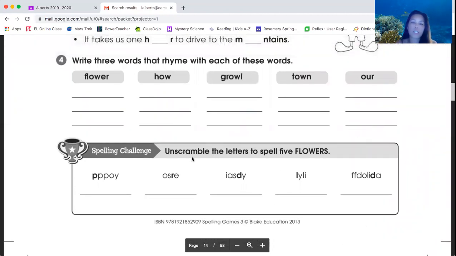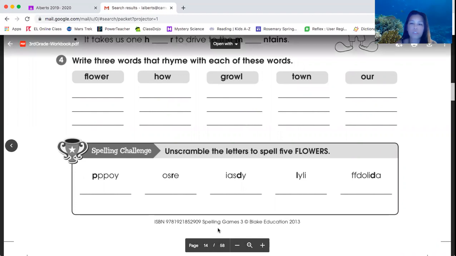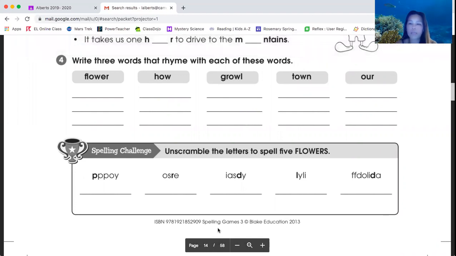You have a spelling challenge. You're going to unscramble the letters to spell 5 flowers. Okay, so these are all flowers' names. So if we look at, let's see, I can see the first one here. It's going to be poppy, P-O-P-P-Y. And that is actually California state flower. We have the golden poppy. Alrighty.